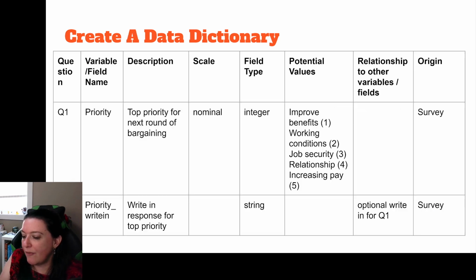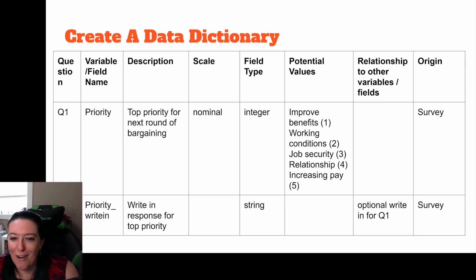Once we have this survey, we want to create a data dictionary. So this data dictionary here, we've chosen to have our variable and field name. You'll always have that column. Description, you'll always have that column. And then here we want scale, measurement scale, and field type. This is going to help with our analysis.